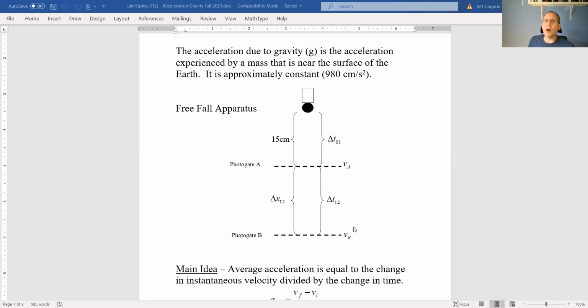Now, we know also the time it takes to go from that first photogate A to the second photogate B. And we're calling that delta T12. Think of 12 as meaning from the first position to the second position. We could have also said AB, okay? So it's the time that it takes to go from the first to the second photogate. So if we know the velocity at photogate A, we know the velocity at photogate B, and we know the time it takes to go from photogate A to photogate B, that's enough information to calculate the acceleration, right?